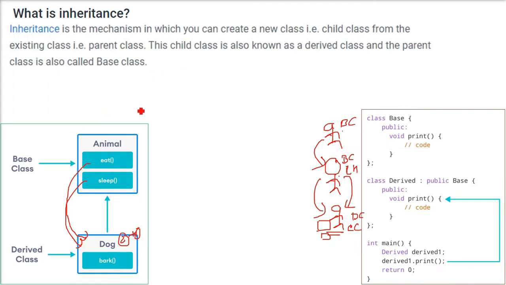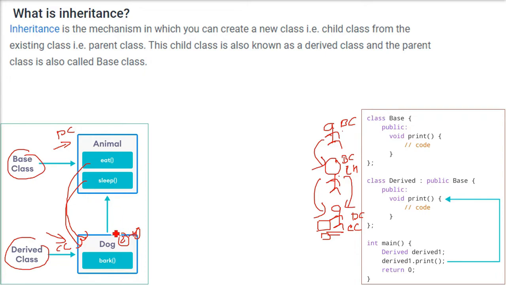Inheritance is a very important aspect of the object-oriented paradigm. It is the mechanism in which you can create a new class, called a child class or a derived class, from an existing class, which is called a parent class. This child class is also known as a derived class.